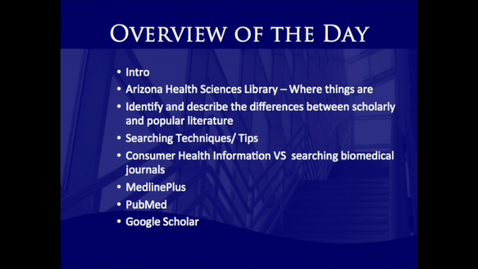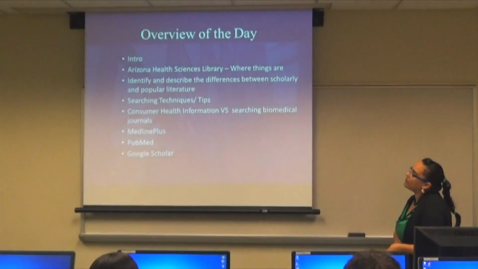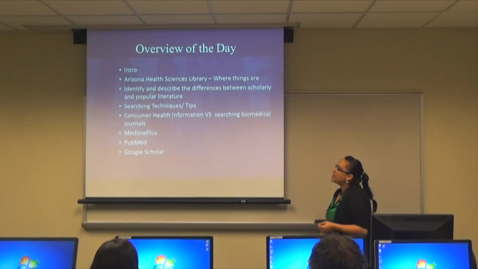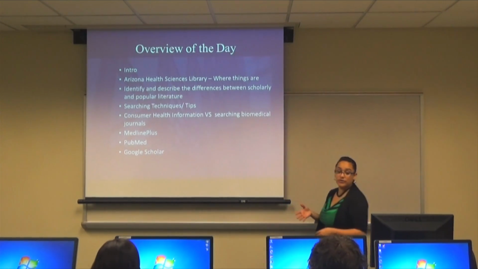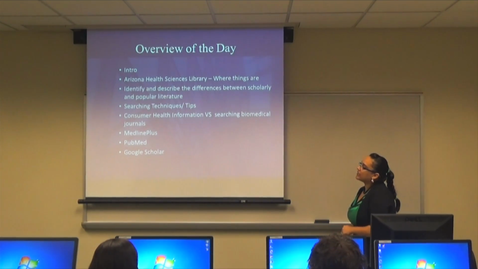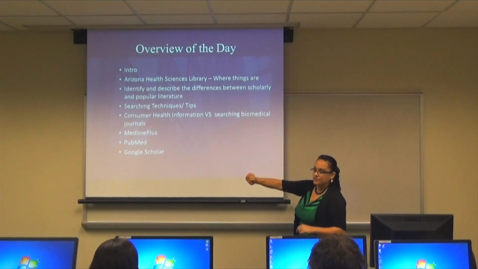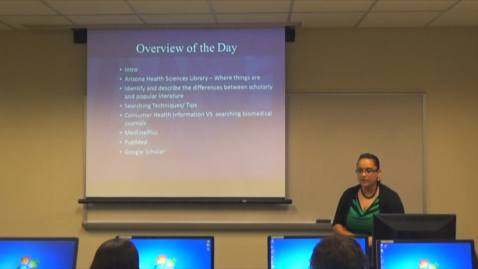By the end of this presentation, you'll be able to identify and describe the differences between scholarly and popular literature. We're going to be looking at searching techniques and tips for you to be able to look at the databases and narrow your searches and really find what you're looking for. We'll be looking at the differences between consumer health information and searching biomedical journals. And we'll look at 3 databases that can help you with the searches that you'll be doing.